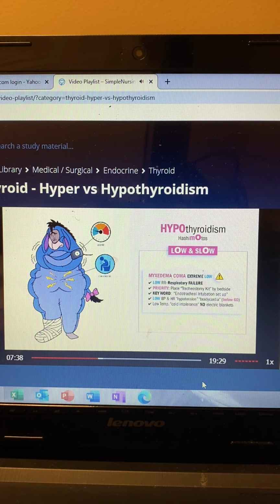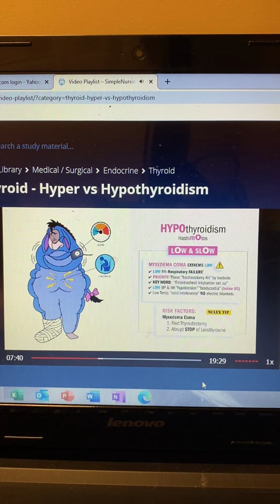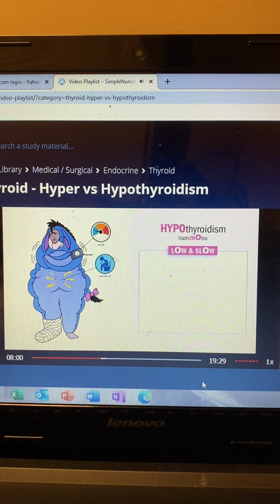Now 2 more NCLEX tips, which are the biggest risks for myxedema coma. Usually after a thyroid removal, like a thyroidectomy, or abruptly stopping thyroid replacement hormones like levothyroxine. Usually those 2 lead to the myxedema coma, the extreme low and slow. Now classic signs for our hypothyroidism. Guys, everything's going to be low and slow. Now these will show up on SATA select all that apply questions. Just think everything's going to be low and slow.